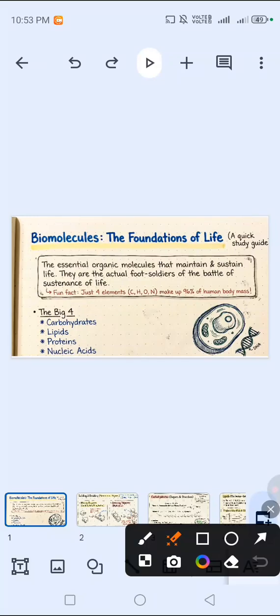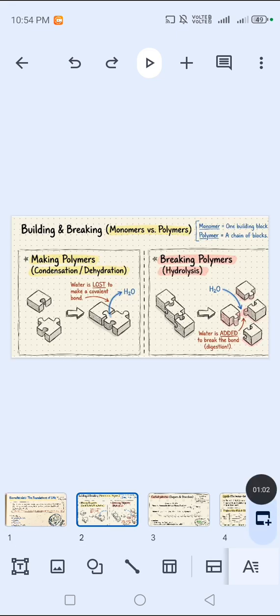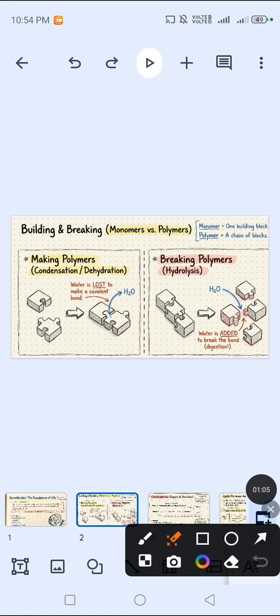So the basics about this: there are just four elements, carbon, hydrogen, oxygen, and nitrogen, which make up 96% of human total body mass. Okay, so we will cover it step by step. The four biomolecules, and how biomolecules are built and broken.